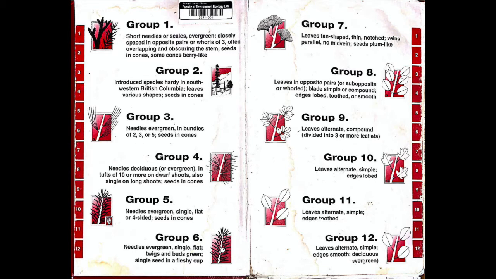Groups 8 through 12 are the broadleaf trees, which are sometimes called deciduous, meaning they shed their leaves at the end of the growing season. However, not all broadleaf trees are deciduous. Broadleaf trees are those with true flowers, defined by a pistil with an ovary containing ovules. When fertilized, the ovules become seeds.